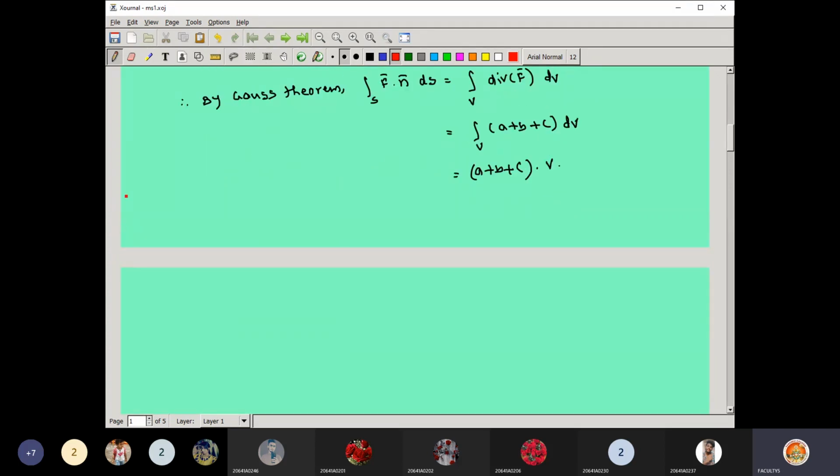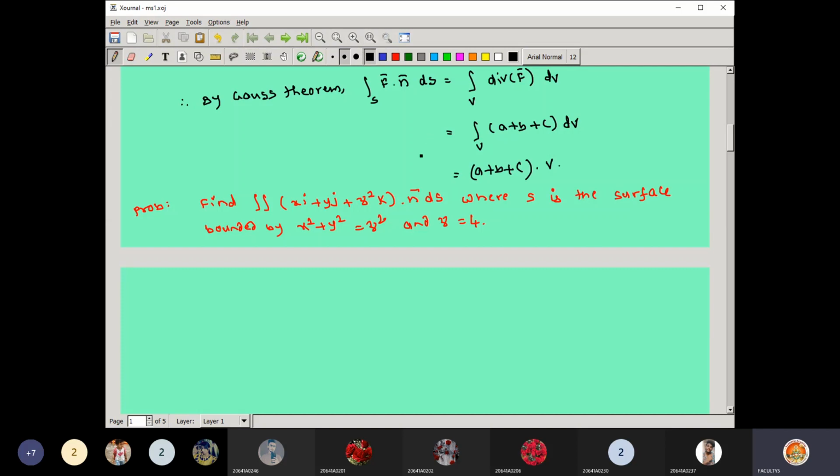So I'll give you one more, different type of problem. The problem is: find the double integral of xi plus yj plus z squared k dot n bar dS, where S is the surface bounded by x squared plus y squared equals z squared, and z equals 4. So this we have to calculate.